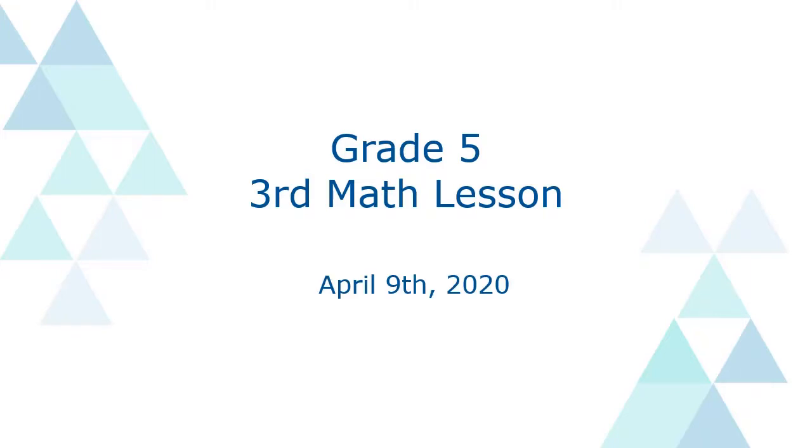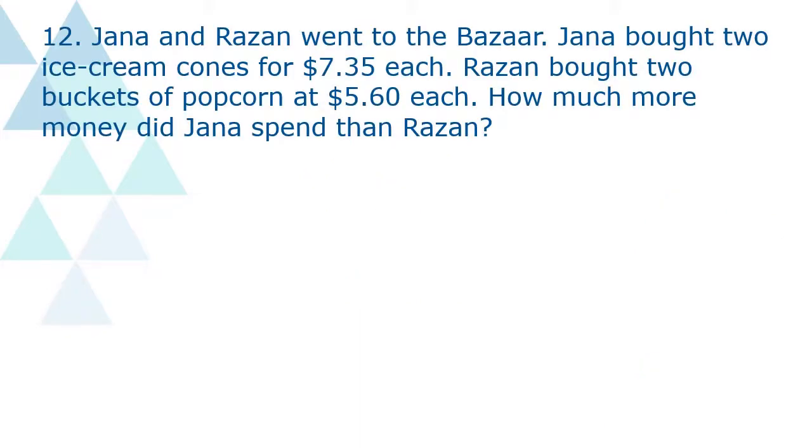Now, last time we stopped at question number 12. Jana and Razan went to the bazaar. Jana bought 2 ice cream cones for $7.35 each. Razan bought 2 buckets of popcorn at $5.6 each. How much more money did Jana spend than Razan?